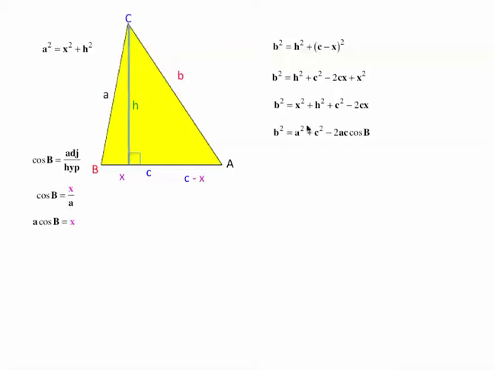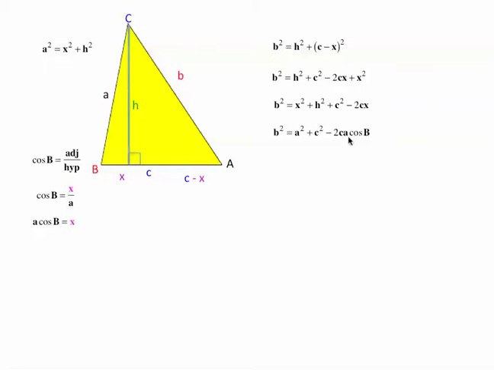So we end up with b squared is equal to, and I replace my x squared plus h squared with a squared here. Okay, here's my c squared minus 2cx. I've replaced my x with a cos of b. So instead of writing 2cx, I'm writing 2c a cos of b.